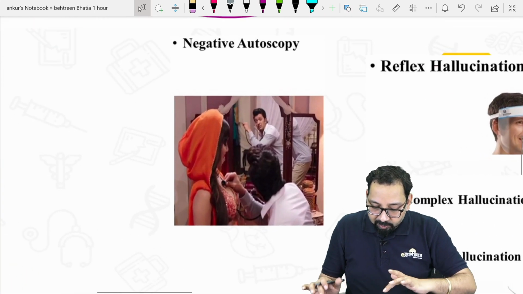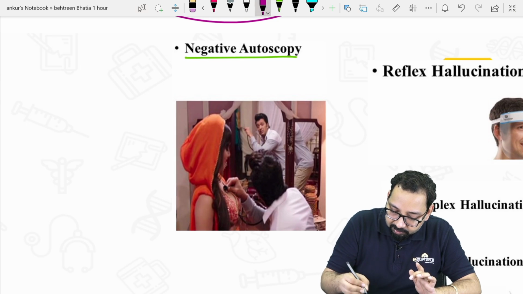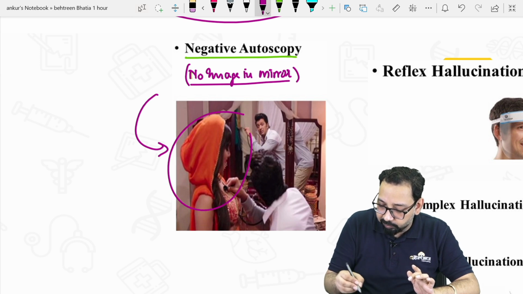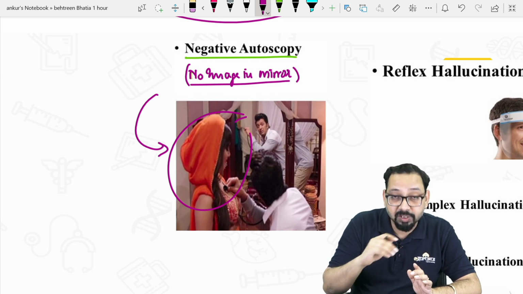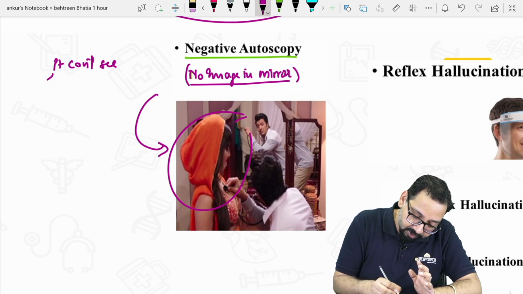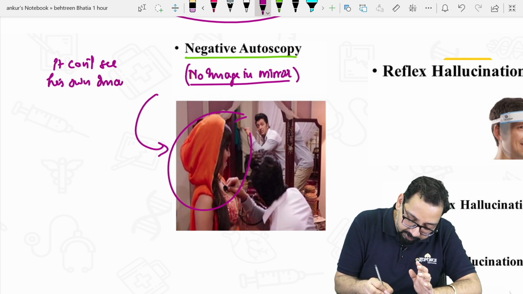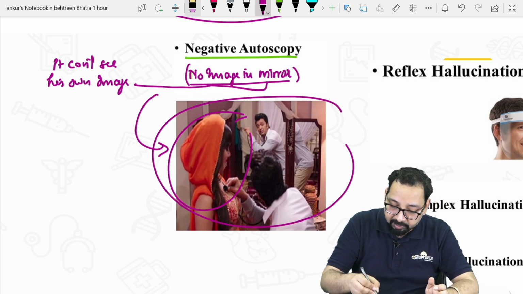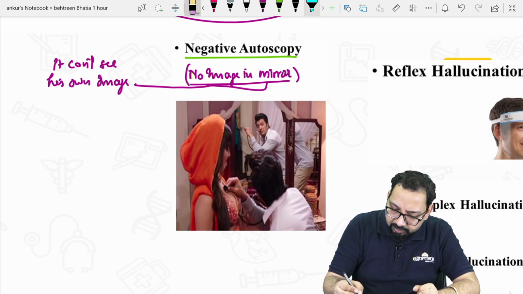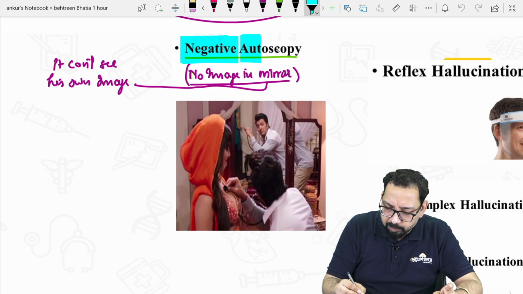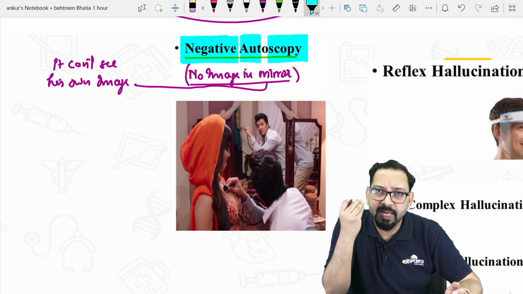Negative otoscopy means no image in the mirror. You must have seen Grand Masti, with no image of the ghost in the mirror. But in this, the patient can't see his own image in the mirror, not others, okay. Just to make it interesting, you can remember the name by the name itself. Negative means no, auto means self, scopy means visualizing, means you can't visualize yourself even in the mirror.